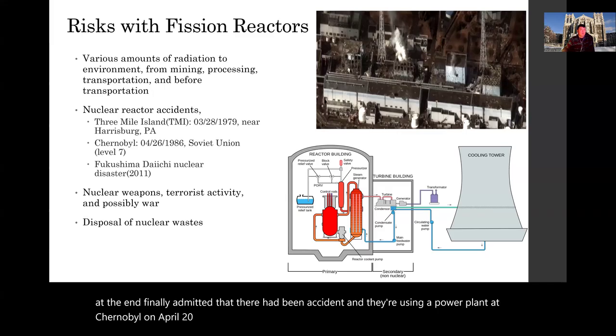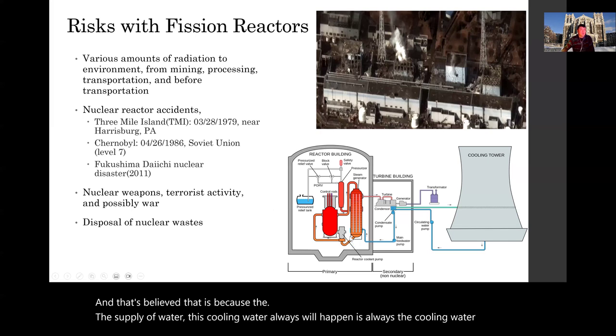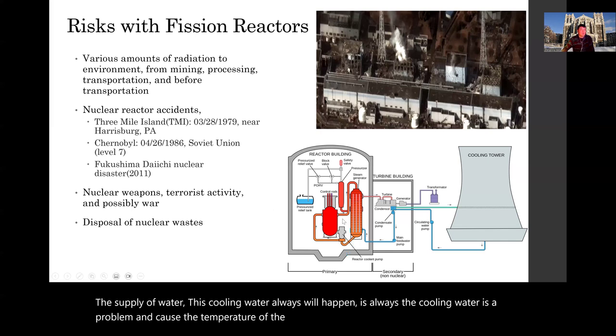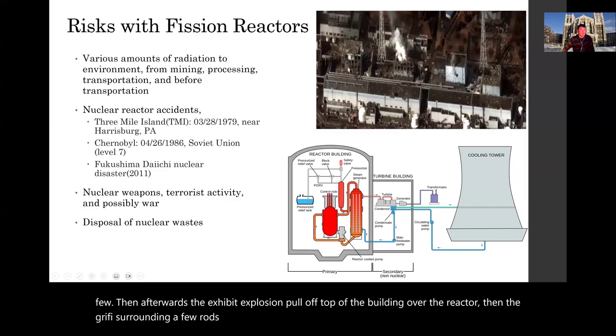It was the first notice that the worst accident in the history of nuclear power had occurred. It is believed to be because of the supply of cooling water, which is always the problem. The temperature of the reactor core rose over 3,000 degrees and melted the remaining fuel. Afterwards, an explosion blew off the top of the building over the reactor. Then the graphite surrounding the fuel rods ignited. The fire produced a cloud of radioactive particles that rose high in the atmosphere.